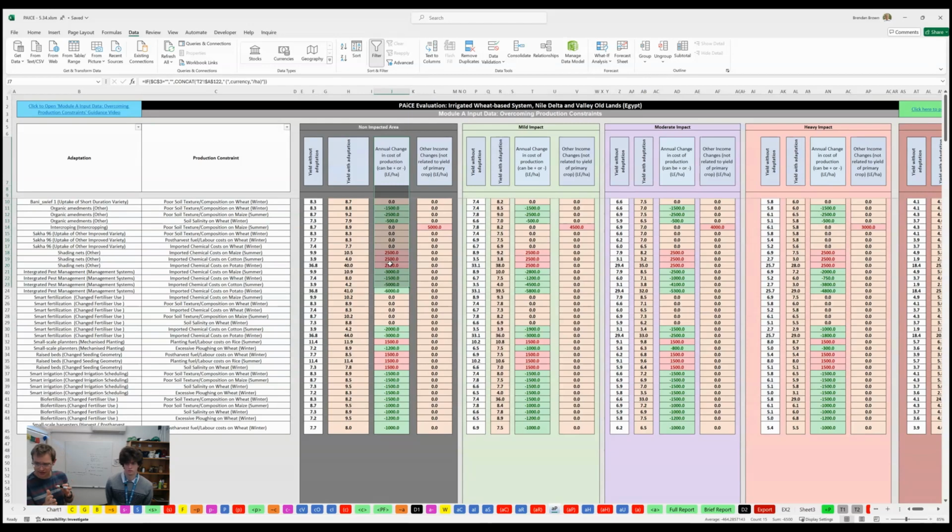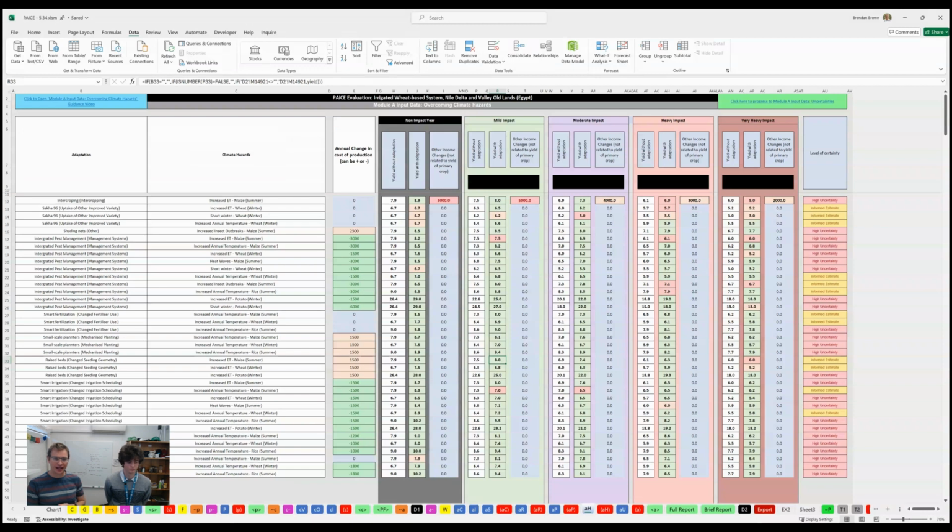So if it turns green, it's good. If it turns red, it's more. So think about, are you entering the right way? Is it increasing costs, i.e. red, or is it decreasing costs, i.e. green?